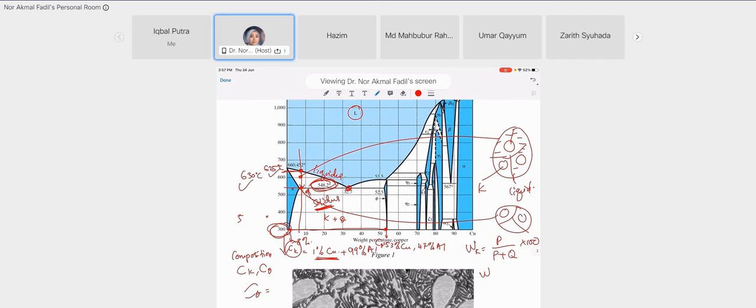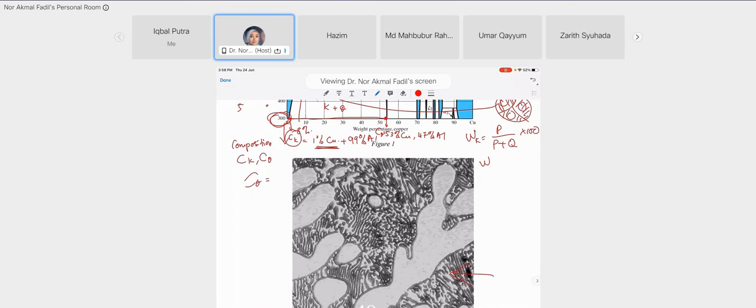You have the K, primary K. This is a primary K, and then you have a lamellar structure. This is very basic. If you look here, it is more or less like this. Look at this, it has lamella, it has a white region. It possibly looks like this.